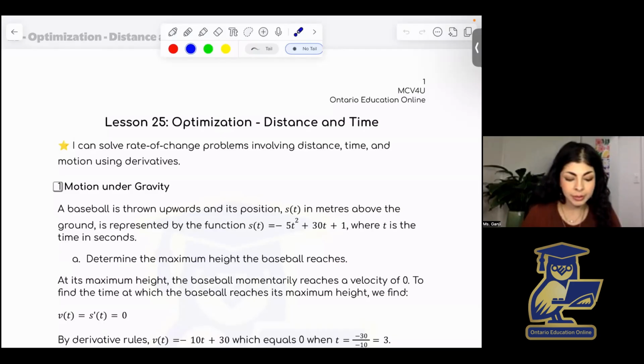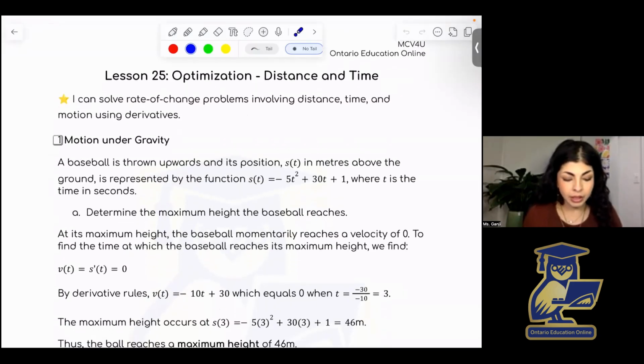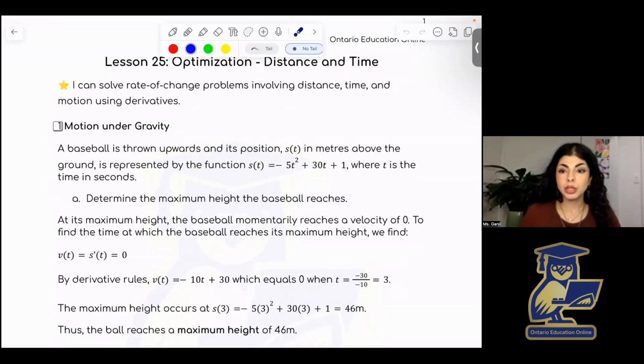using derivatives. So in our first example, we have motion under gravity. And as you read this, it should remind you of a lot of similar problems you've seen when working with quadratic functions. And you actually are able to solve this function completely using what you've learned with quadratics. But now we're going to see how derivatives can help us as well.